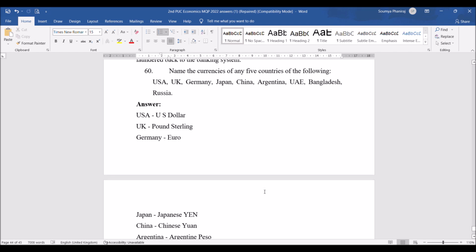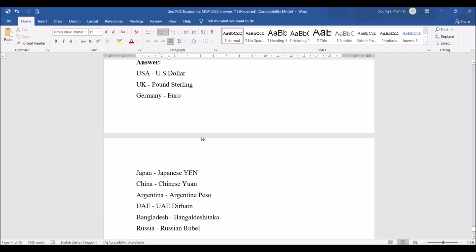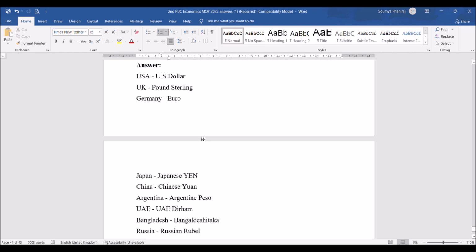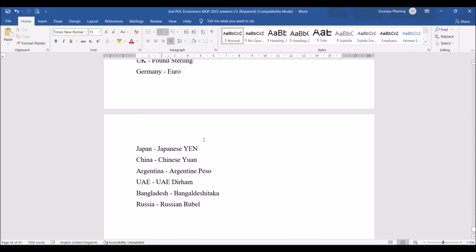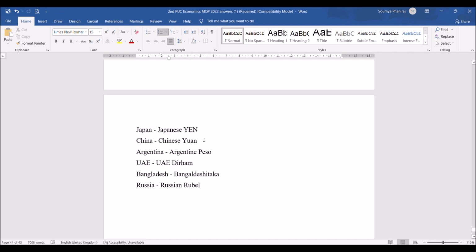60th question is name the currencies of any 5 countries of the following. So they have given the country names here. We have tried to answer all the currencies of the nations that are given here. USA, US dollar; UK, pound sterling; Germany, euro; Japan, Japanese yen; China, Chinese yuan; Argentina, Argentine peso; UAE, dirham; Bangladesh, Bangladesh taka; Russia, Russian ruble.